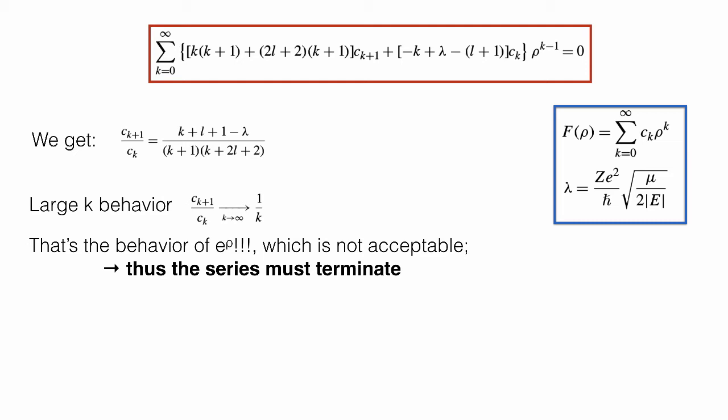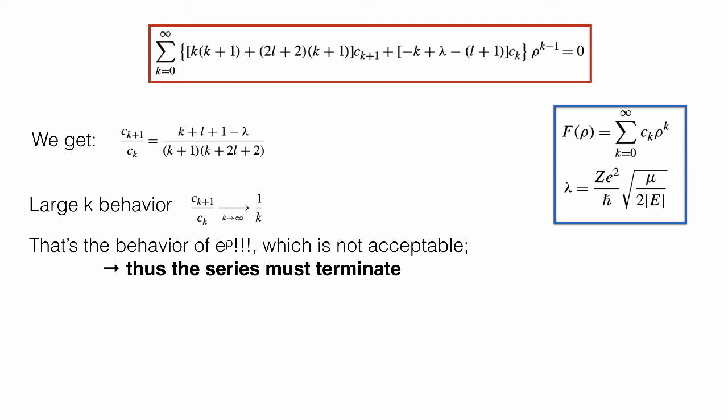So in other words, the solution we find for c_{k+1} divided by c_k corresponds to the exponential e to the power rho. But we cannot accept it. Why? We cannot accept it because we already found that the behavior far from the origin should be e to the power minus rho over 2. But if we have e to the power rho times the terms that we already included, e to the power minus rho over 2, we are going to end up with a radial wave function that actually blows up for very, very large rho. In other words, we end up with a wave function that cannot be normalized.